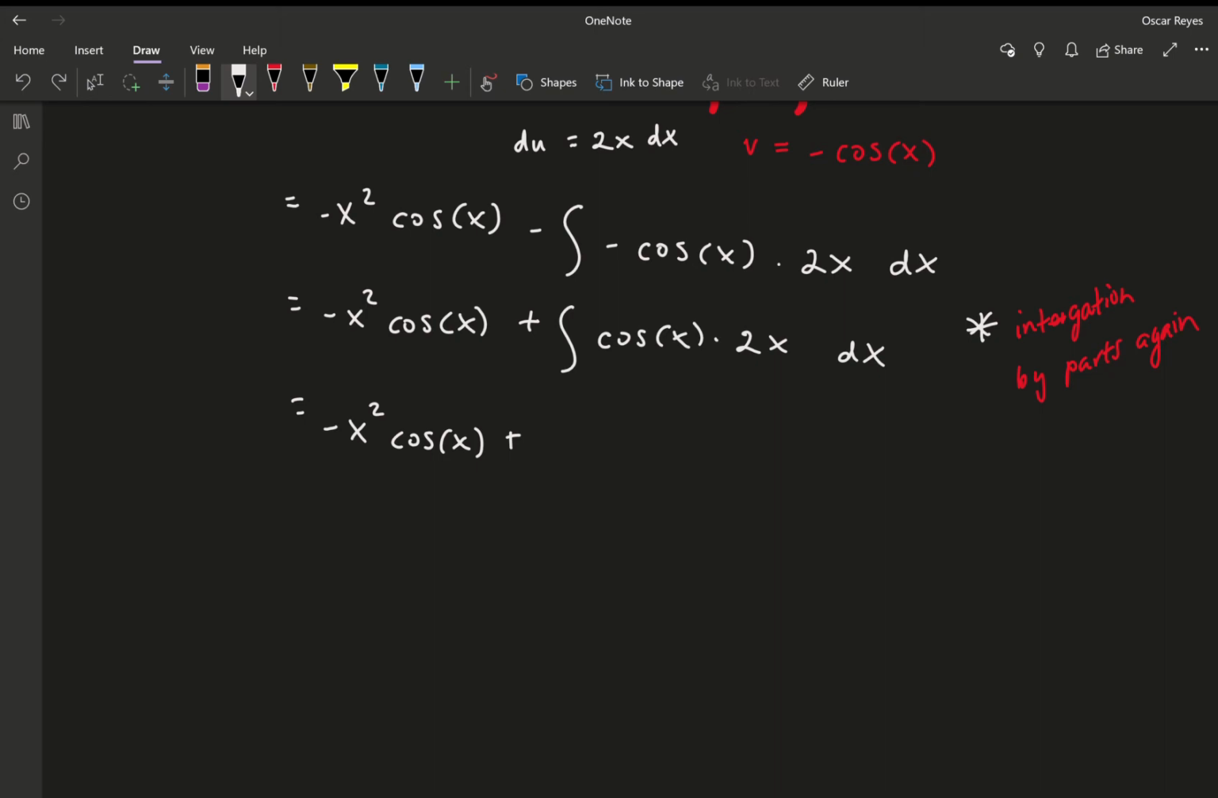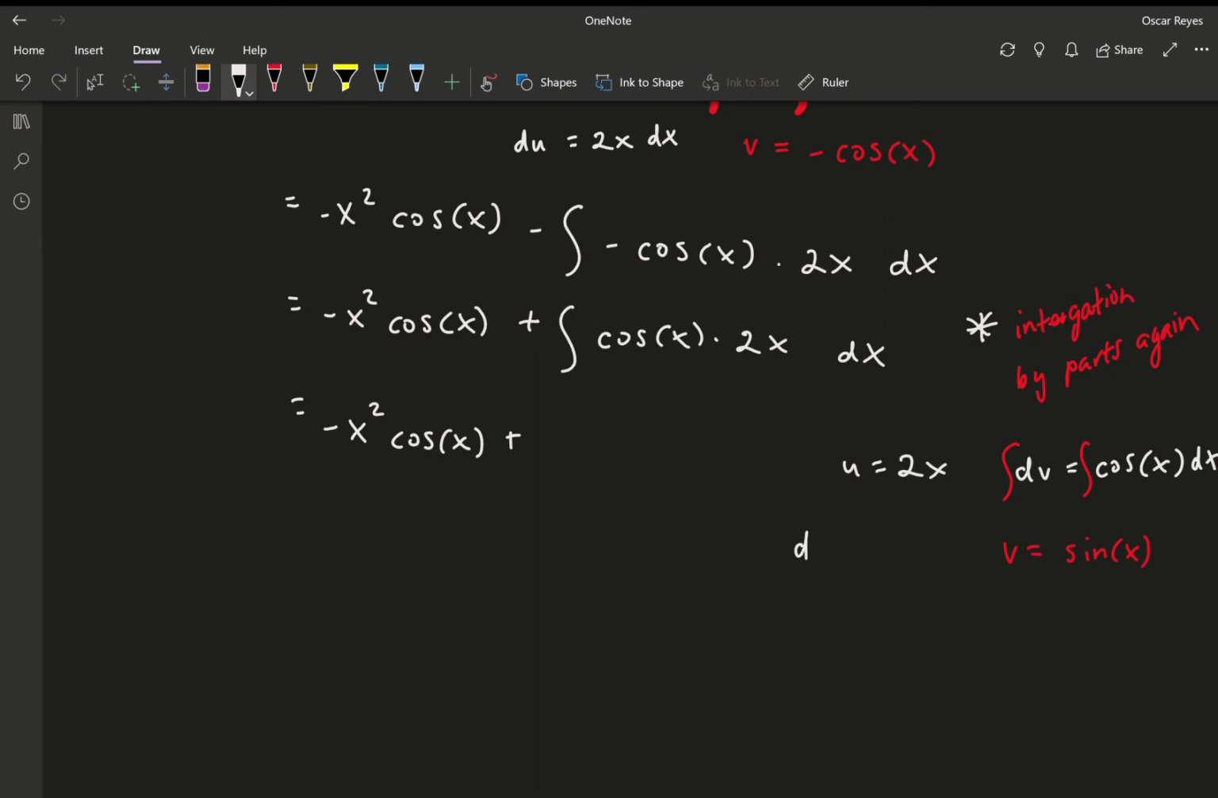So if we go ahead and set u to equal 2x and our dv to equal cosine of x dx, and we take the integral of these sides, we're going to have v on this side, and if sine gives us cosine, then this is going to turn into a sine of x.